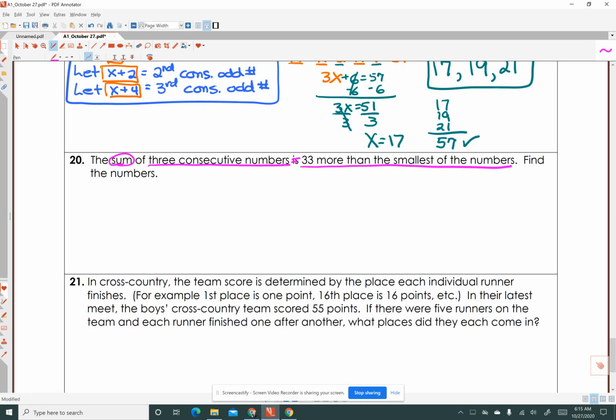Let's create our x box and define our variables. Let x equal, so it's 3 consecutive numbers, one right after the other. So x is the first consecutive number, and x plus 1 is our second consecutive number.